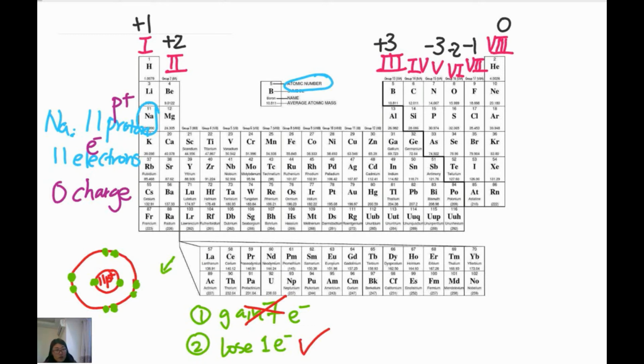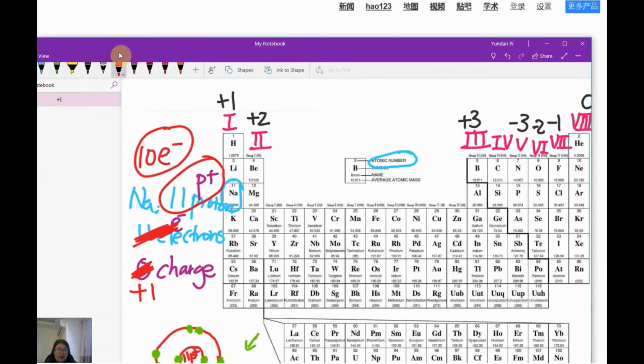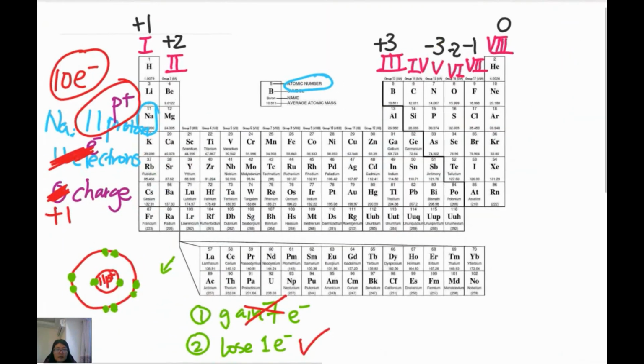And after you lose 1 electron, what's going to happen to the electrons here? This is no longer 11 electrons. It turns into 10 electrons in total, right? Because you lost 1. And so now you have 11 protons. Proton number doesn't change, and the 10 electrons add up to be how many? Together it is positive. Now it's no longer 0 charge. It's positive 1 charge. And this is why sodium has positive 1 charge here.